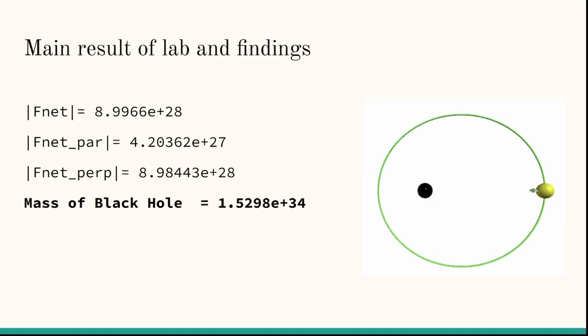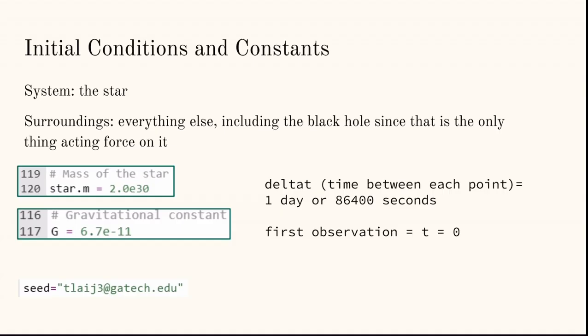For the first part of this lab, the main result of our findings is that the mass of our black hole is 1.5928 times 10 to the 31st. We can show our F net and our parallel and perpendicular components here. Our computational model: the initial conditions and constants are that the star is our system and the surroundings are everything else, which is basically just the black hole. We are given the mass of our star and the gravitational constant, and delta t, which is 1 day between each point, and our first observation is t equals 0. We find our black hole from our seed in our email.